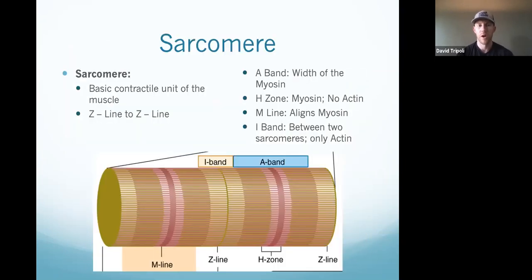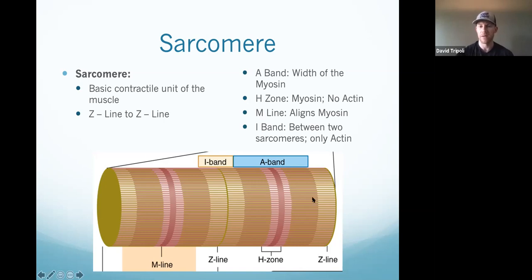Again, a sarcomere. So this is the basic unit of a muscle. So if you think like cell is the basic unit of life, a sarcomere is a basic unit of a muscle. We call that Z line to Z line. So that would be, in this case, this line there to that line there would be one sarcomere, okay? And then just some things to know.